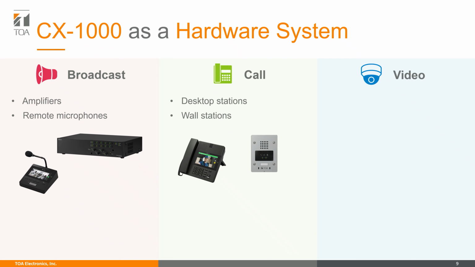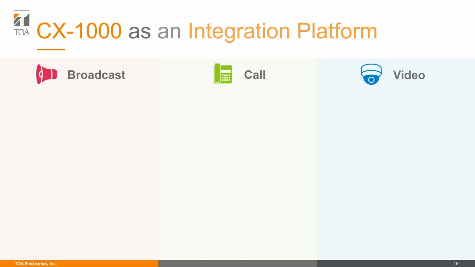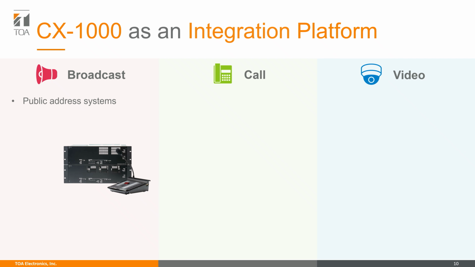And finally, the video section. Some of our intercom stations are equipped with video cameras. Additionally, the CX-1000 is an integration platform. Going back to one-way applications, CX-1000 can integrate from small public address systems all the way up to larger voice evacuation systems. Furthermore, it's possible to integrate IP speakers, interfaces, and source devices like microphones or media players.